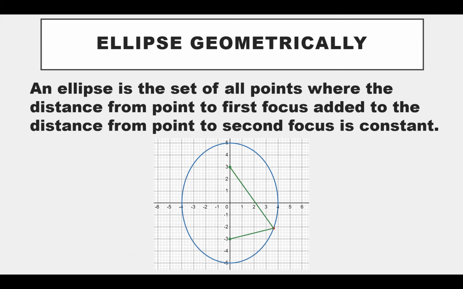Now, that information is essentially algebraic information. We can also define an ellipse geometrically. Geometrically, an ellipse is the set of all points where the distance from the point to the first focus added to the distance from the point to the second focus is constant. Let's take a look at that on a graph.